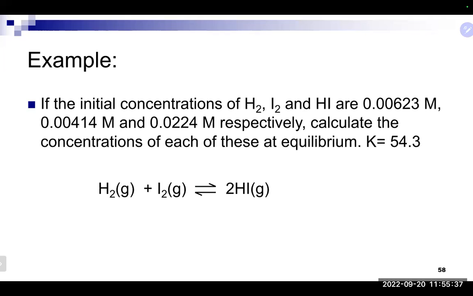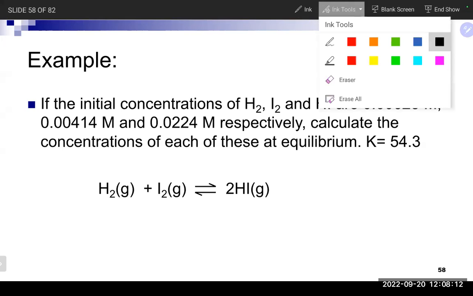All right, we're going to use basically the same reaction, the same K value, but in this case, we are dumping in there 0.00623 molar H2, 0.00414 molar I2. And in this case, we got a little bit of HI happening as well, 0.0224. Okay, let's take a look, see how we're progressing on this one here. A little bit of math going on, I suppose.